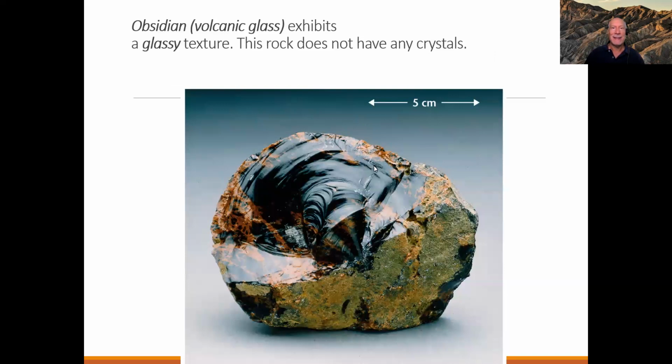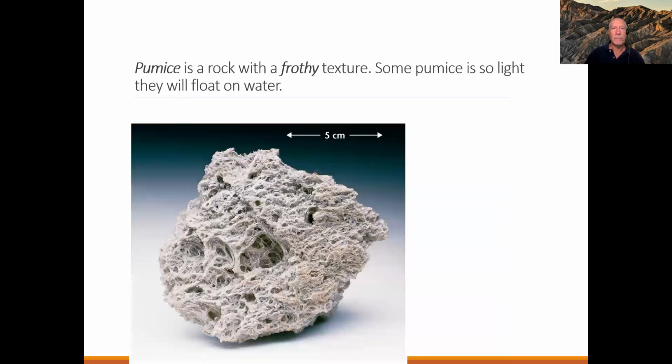And here's our glassy texture. This is volcanic glass, also known as obsidian. There are no crystals in here. This is just glass. And here's our frothy texture. The resulting rock is called pumice, and most pumice is so light, so low in density, it will actually float on water.